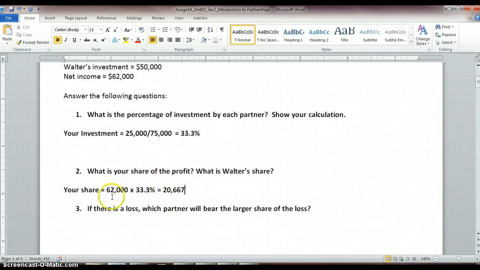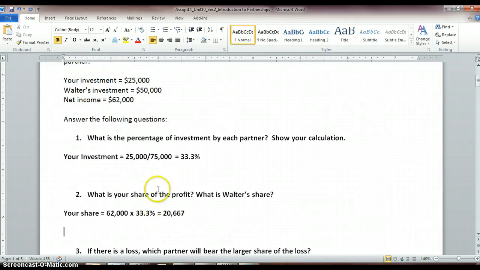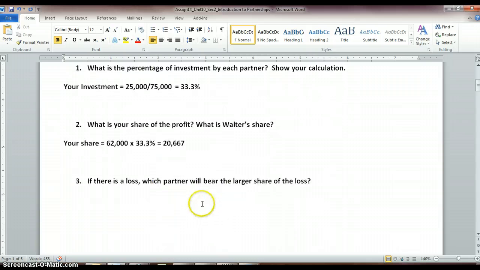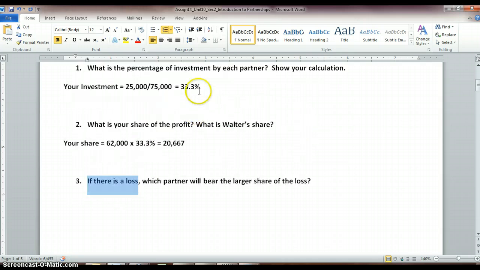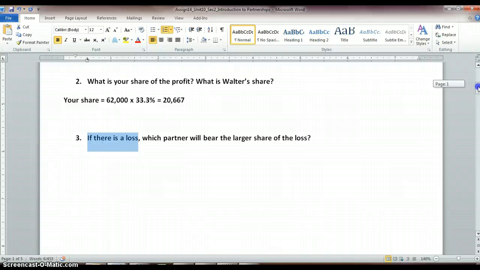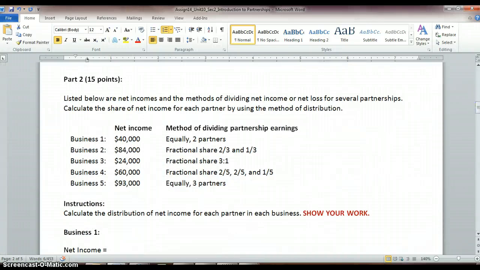And then again, you'll have to find the same type of math to find Walter's investment and what his share of net income will be. And then you need to calculate, if there's a net loss, which partner, me or Walter, is going to have the larger share of the loss. Once you determine how much each person has invested in that company, it should be pretty easy to see who's going to have to eat a larger part of that loss. So that is part one.